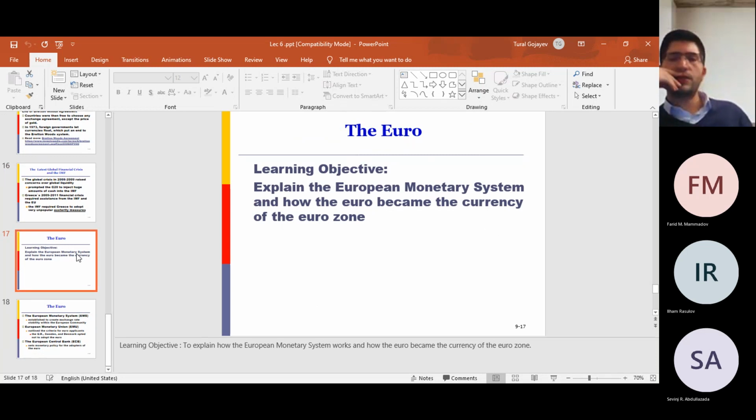Then, regarding the euro, what we are going to talk about is that we should explain the European monetary system, and how the euro became the currency of the eurozone. I think you remember this, right? In our lesson, we talked about the birth of the euro. Maybe you remember that year, the birth of the euro, and then countries started using it.